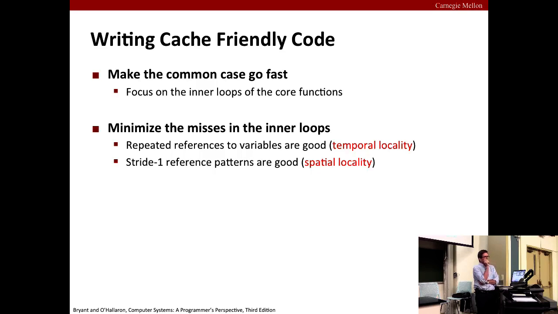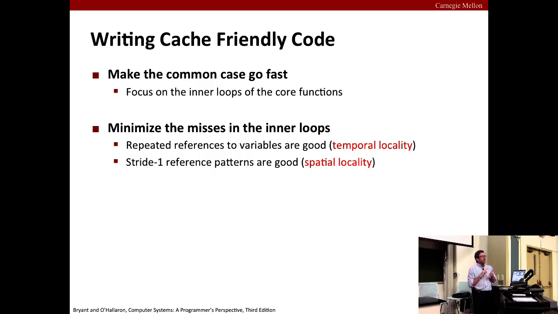Don't spend your time on code that doesn't get executed very much. Look at the most commonly called functions, and then within those functions, look at the inner loops, because it's the inner loops that are executing the most. As a first approximation, if you have nested loops, you can ignore what's going on in the outer loops and just focus on the code in the inner loop. Now what you want to do is try to minimize the misses in the inner loop.